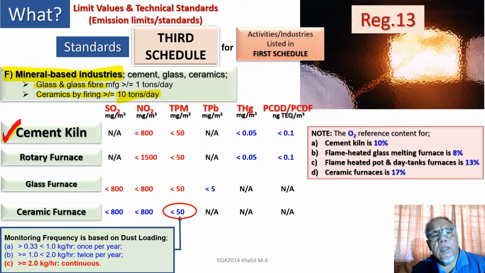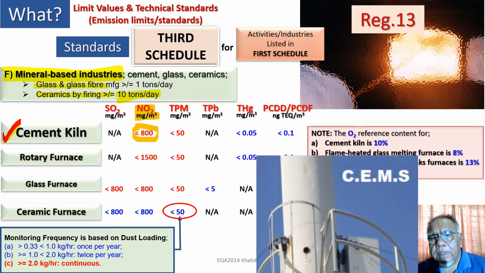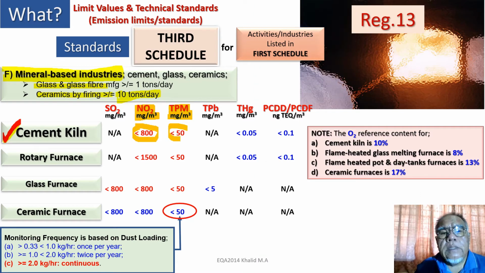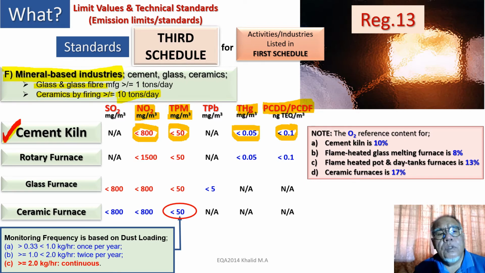The cement kiln is subscribing. Nitrogen dioxide shall be less than 800 milligram per cubic meter. If you see red font over here, it simply shows that that particular parameter requires continuous emission monitoring. Total particulate matter, it also requires CMS. Total mercury, polychlorinated dibenzodioxin and furan. So furan and dioxin are regulated for cement kiln.